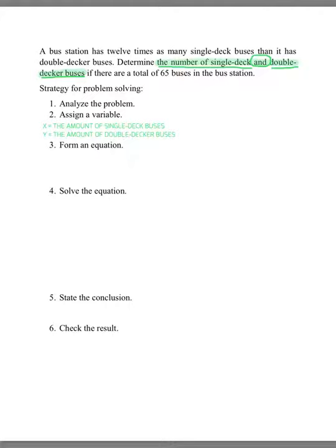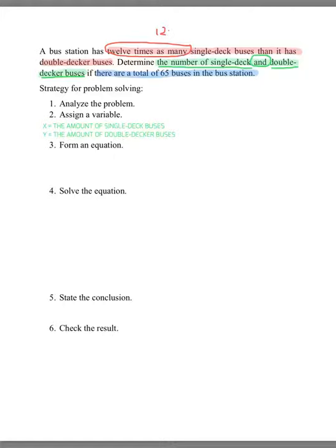Based on the first line, we know that the bus station has 12 times as many single-deck buses than it has double-decker buses. And we also know, based on the last sentence, that there are a total of 65 buses in the bus station. So the keywords here being 12 times as many. Ideally all this means is we're going to multiply one of the variables by 12.